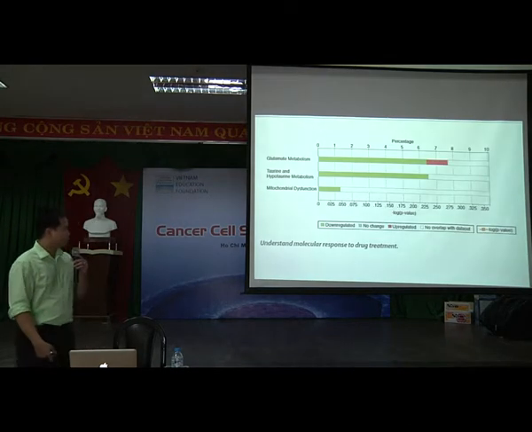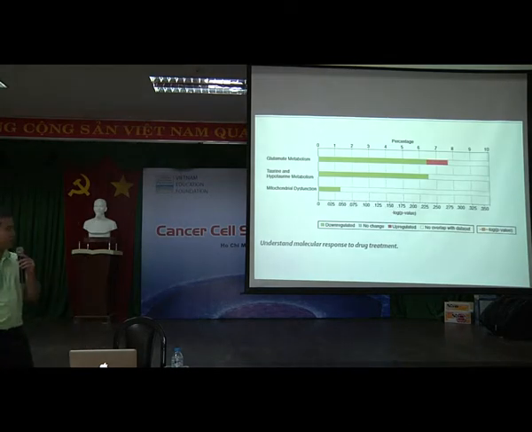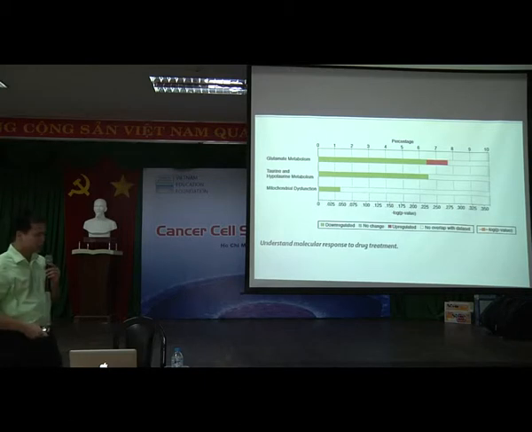IPA can also be used to study the response of the cells to drug treatment as well. For example, in this case, they check the downregulation or upregulation of glutamate metabolism, or taurine or hypotaurine metabolism, or mitochondrial dysfunction, etc., when they treat the cells with drugs.